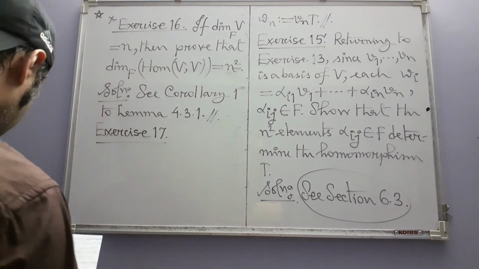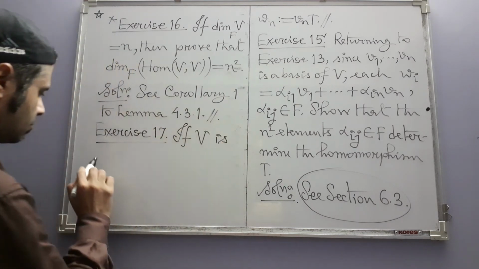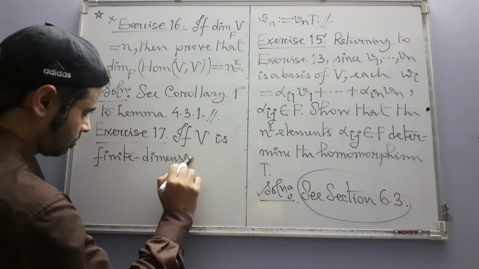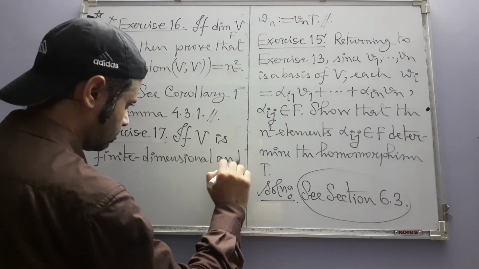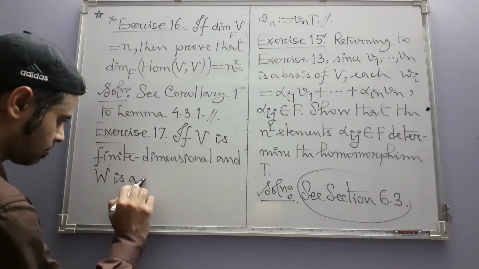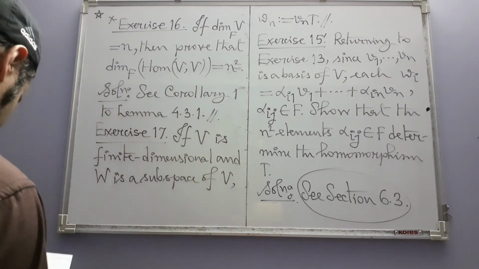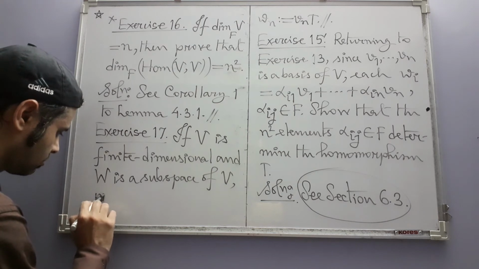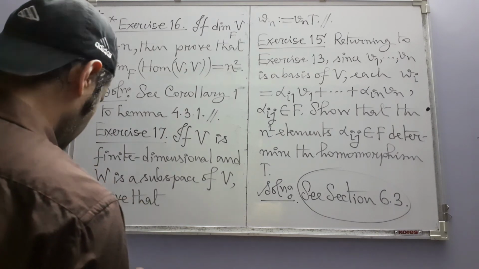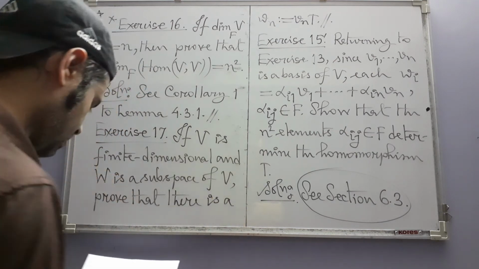exercise 70. If V is finite dimensional, and W is a subspace of V, prove that there is a subspace W1 of V.